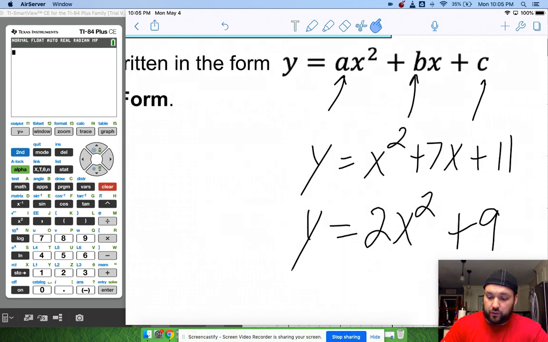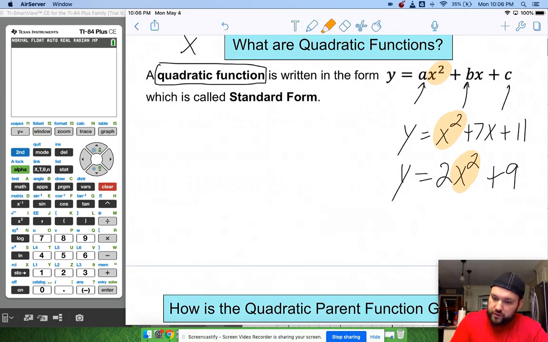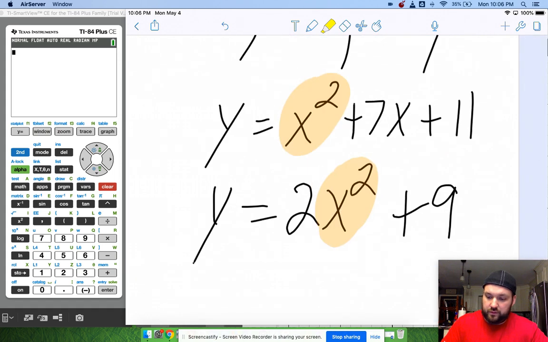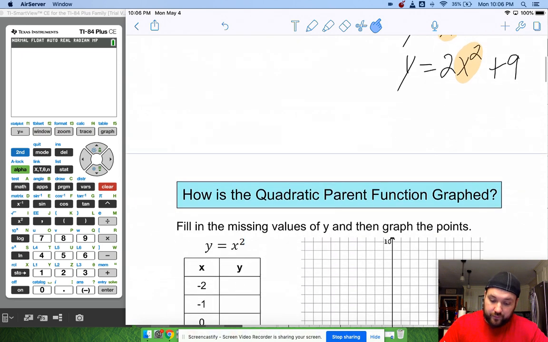So it's possible that it can only have two terms, but in order to be quadratic, it has to have x squared. Everything that we do, you will see x squared in there. Sometimes it'll only be x squared, which we'll look at in a second. Sometimes it'll have other stuff afterwards as well. This is called standard form: the x squared first, then the plain x second, and then finally it can end with a plain number like 11. So that's a quadratic function.